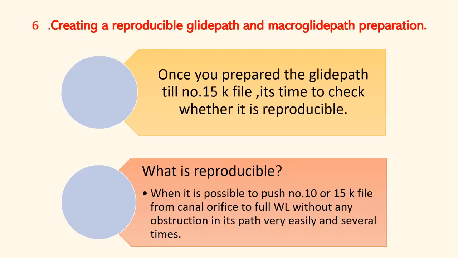Now the next step is creating a reproducible glide path and a macro glide path. Once you have prepared the glide path till number 15K file, it's time to check whether it is reproducible. So what is meant by reproducible? When it is possible to push a number 10 or 15K file from the canal orifice to the full working length without any obstruction in its path, very easily and several times, then it is called a reproducible glide path.